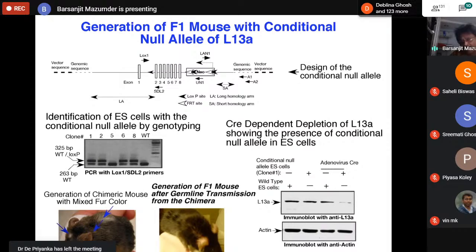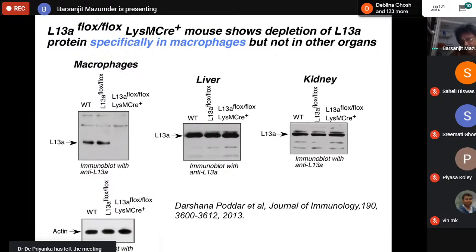Then we cross this mouse with the Lysozyme Cre mouse. What is the Lysozyme Cre mouse? Lysozyme Cre is a Cre recombinase enzyme that can recognize the LOX P site and cut it. But in this construct, the expression of Cre is driven by the lysozyme M specific promoter.